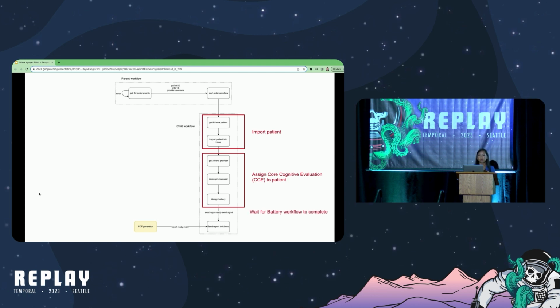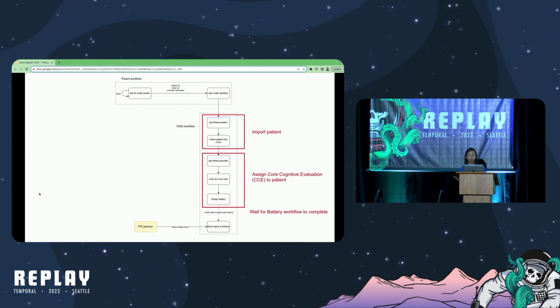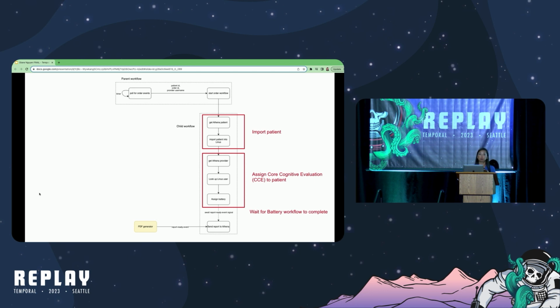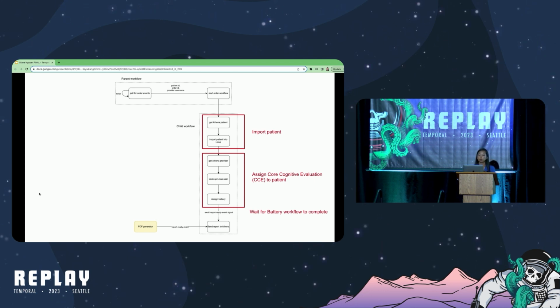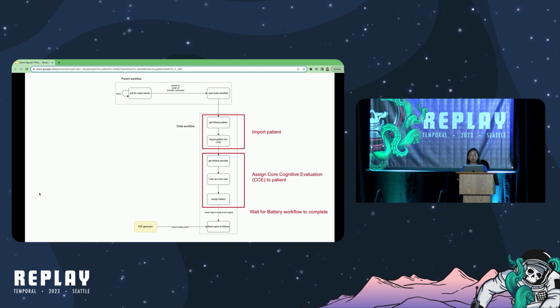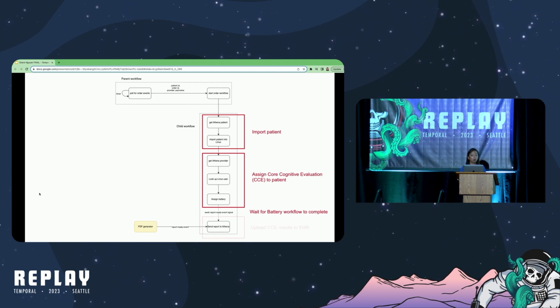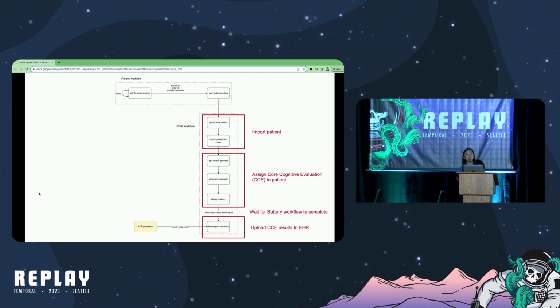So once the CCE is assigned to the patient, we basically wait for the battery workflow to get triggered for that patient, which starts when the patient begins the test on the iPad and ends when the results have been generated and uploaded. Once the battery workflow is complete, we'll get a signal, and that is when we can move on to the next step of the integration workflow, which is to upload the results of the core cognitive evaluation to the patient's chart in the EHR.